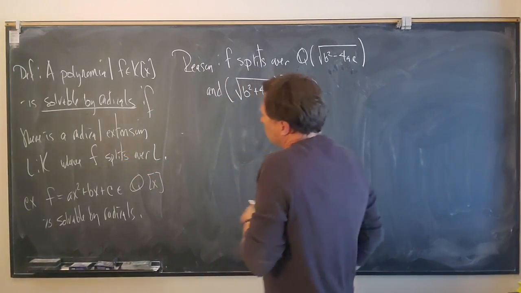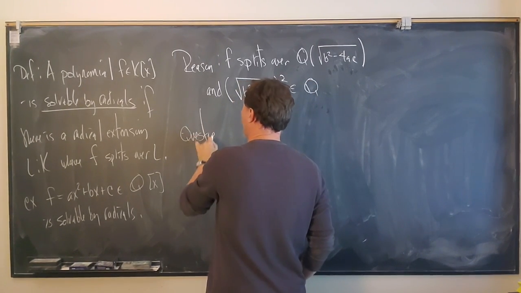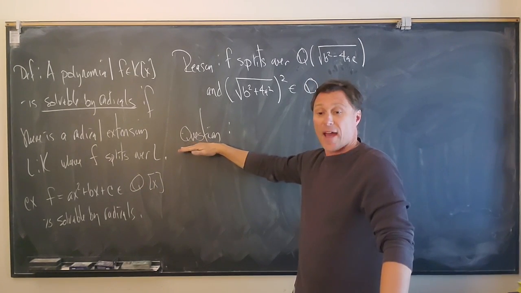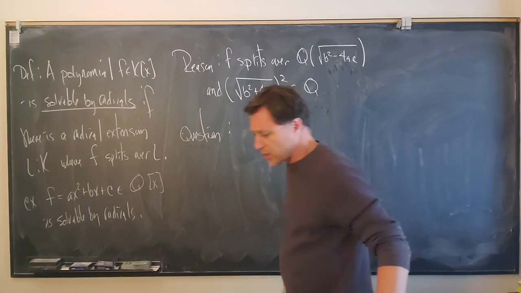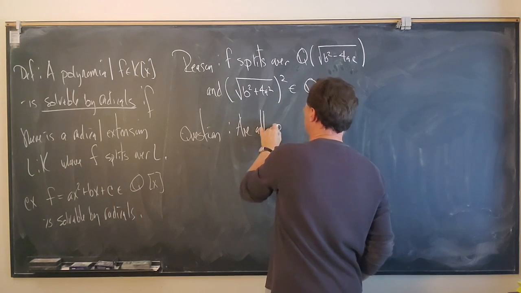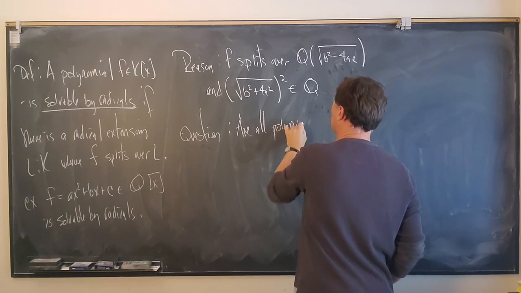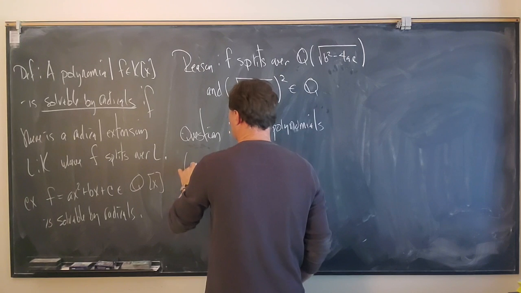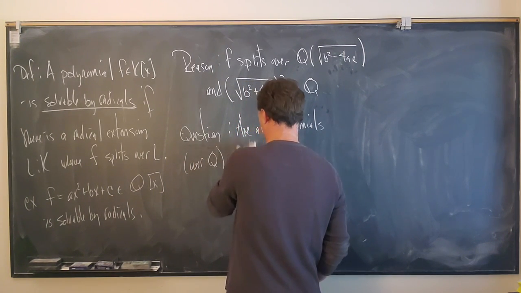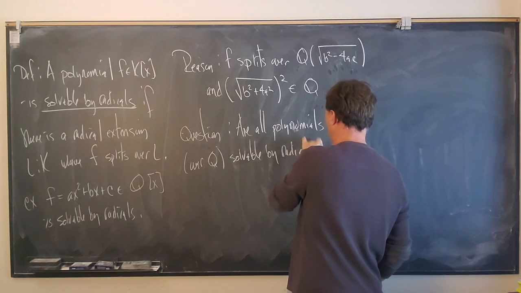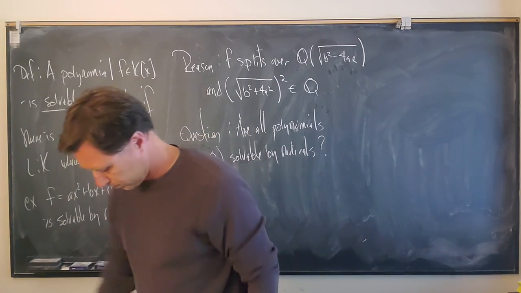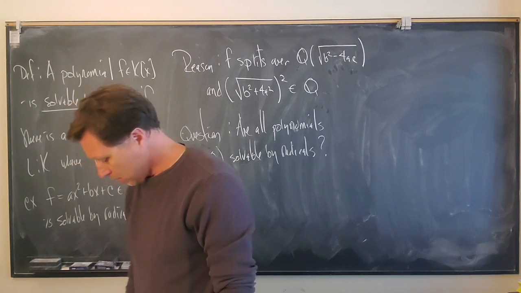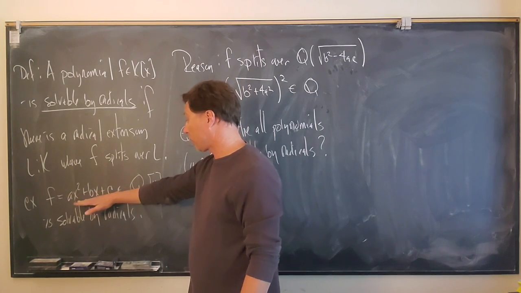And so the question that the Greeks and everybody from that time on who wanted to understand the idea of factoring polynomials, even though they didn't have this term, the question is: are all polynomials over Q, in the classical sense, solvable by radicals? According to the quadratic formula, the answer is yes in degree 2.